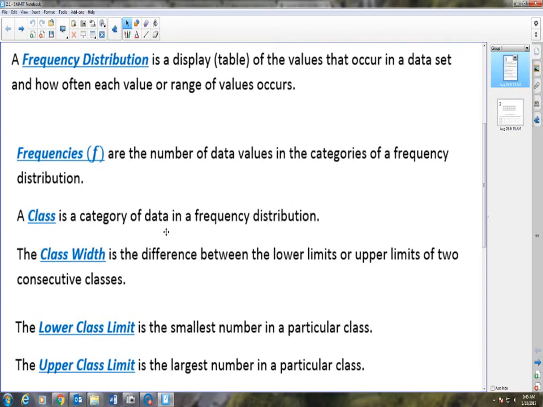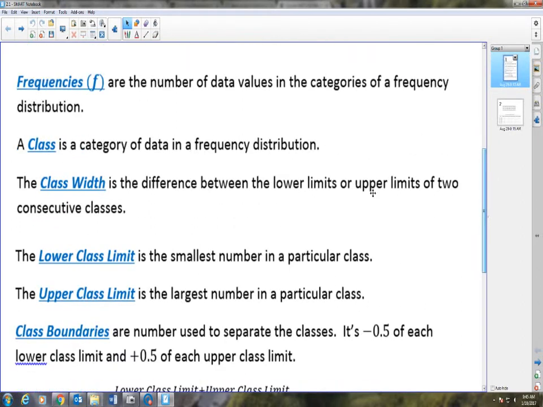The category that we're going to group our data into is called a class. A class is a category of data in a frequency distribution. The class width is the difference between the lower limit and the upper limit of two consecutive classes. I'll show you what I mean in a minute. The lower class limit is the smallest number in a class. The upper class limit is the largest number in a class.